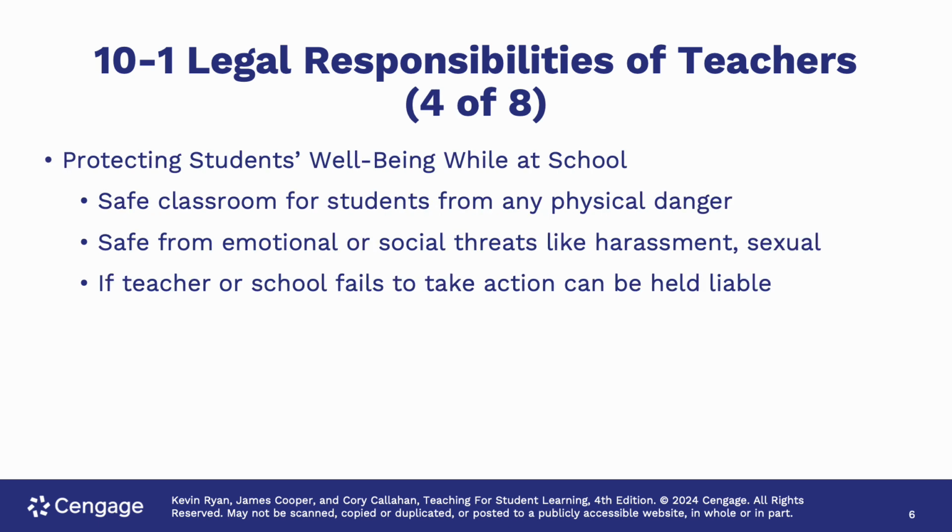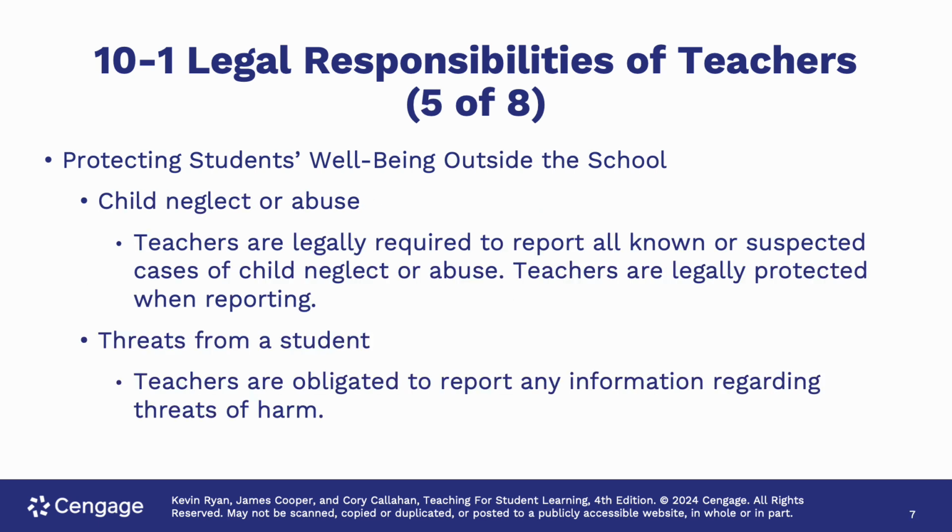Protecting students' well-being while at school means a safe classroom for students, safe from emotional or social threats, and if a teacher doesn't take action, they can be held liable. Protecting students' well-being outside the school: teachers are legally required to report all known or suspected cases of child neglect or abuse. You are legally protected when you're reporting. As far as threats from a student, teachers are obligated to report any information regarding threats of harm.